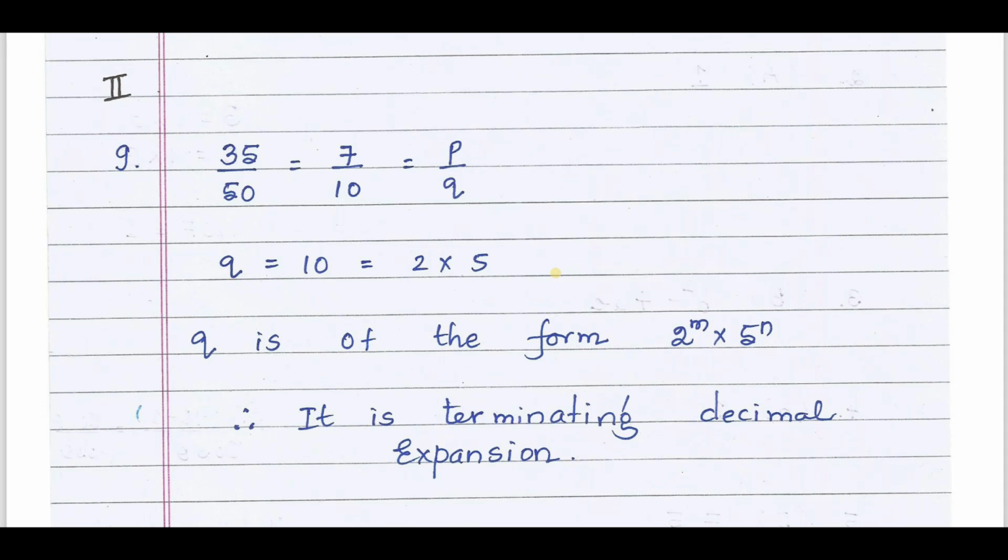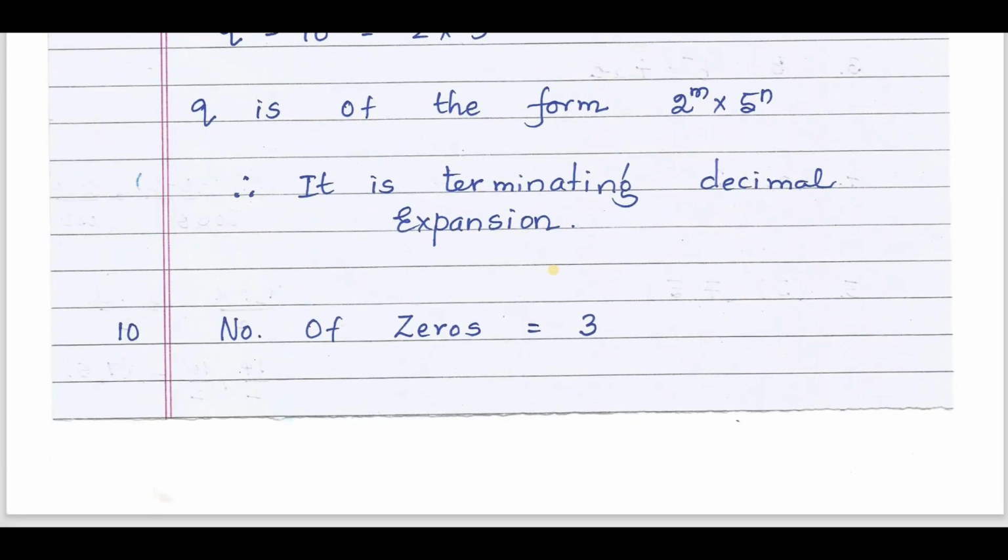check whether the rational number 35 by 50 is terminating or non-terminating. If you simplify, you get 7 by 10. q is equal to 10. q can be written as 2 into 5. That is, q is of the form 2 power m into 5 power n. It is a terminating decimal expansion.